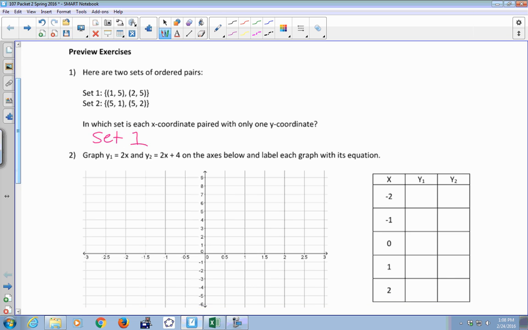So this is an important preview of the idea of a function. The definition of a function, and we're going to talk about that a little bit more today, what a function is.